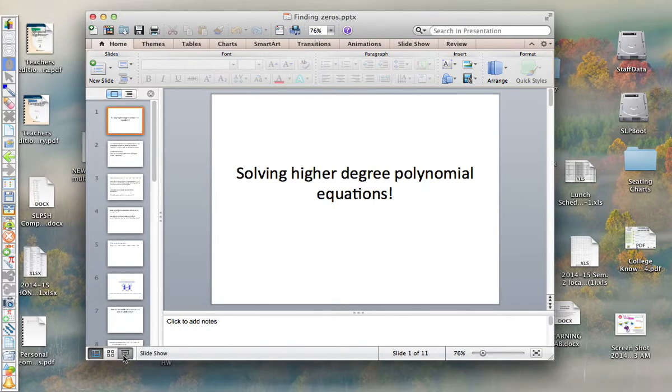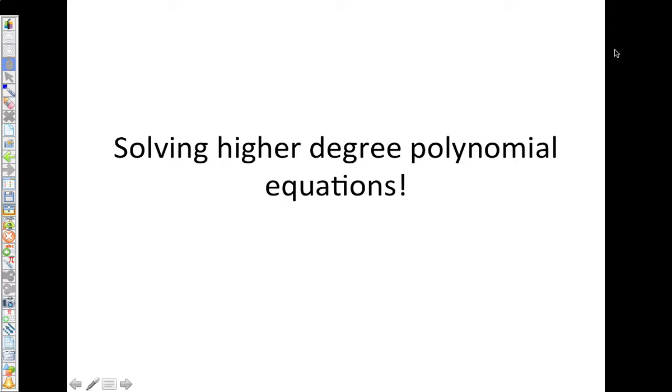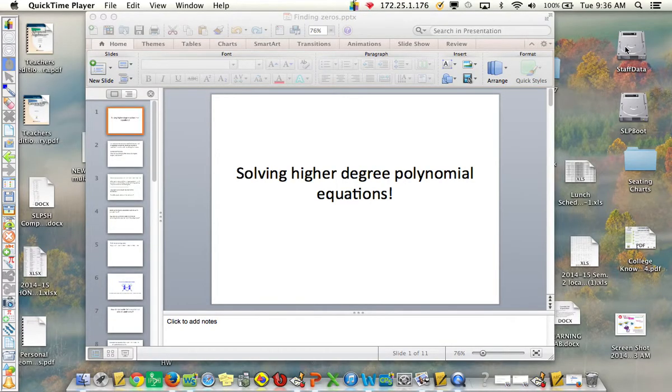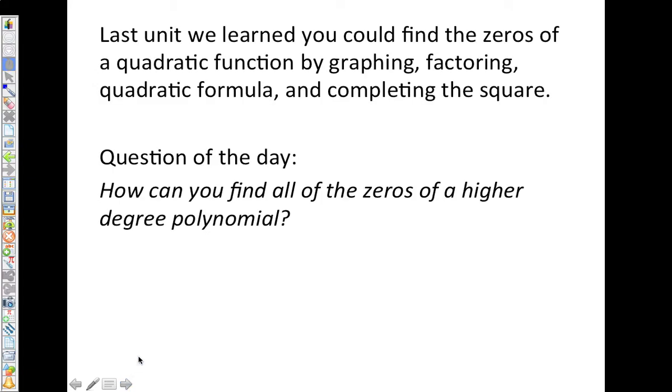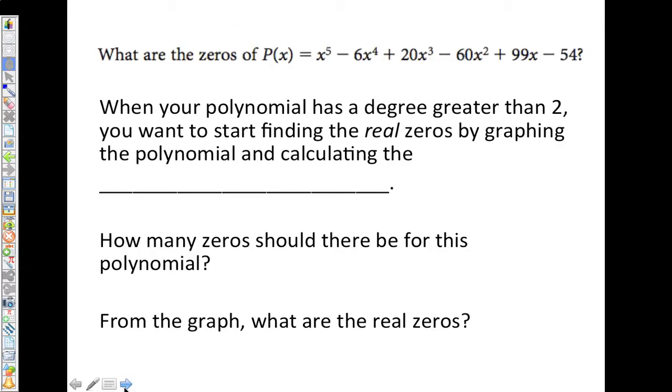Hello, advanced algebra students. We are going to take a look today at solving higher degree polynomial equations. Last unit we learned you could find the zeros of a quadratic function by graphing, by factoring, quadratic formula, and completing the square. So our goal today is to figure out how you can find all of the zeros of a higher degree polynomial. For example, what are the zeros of this polynomial?